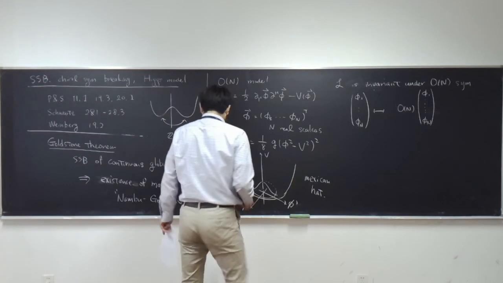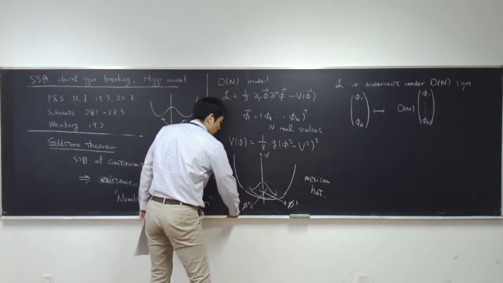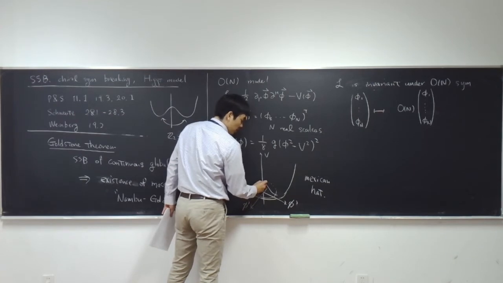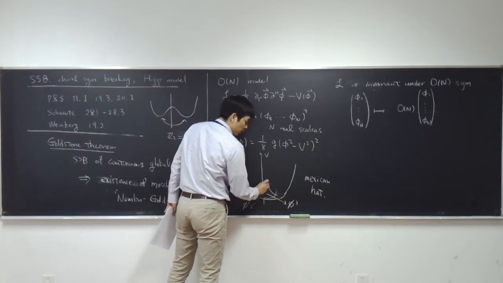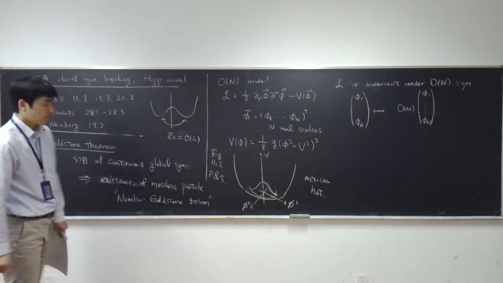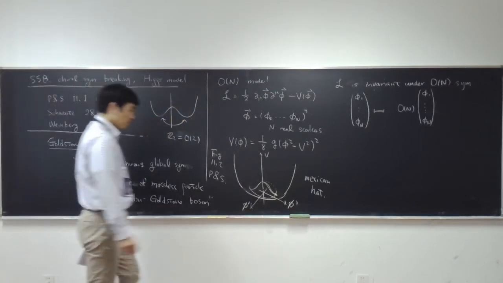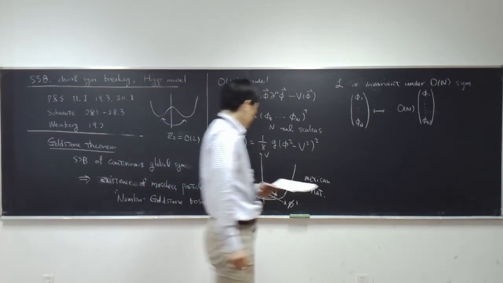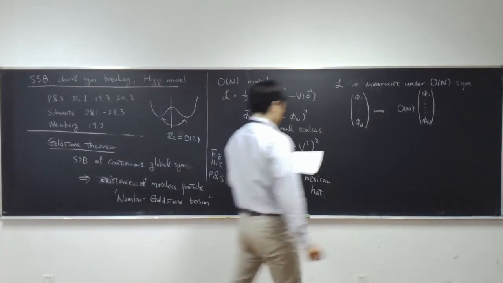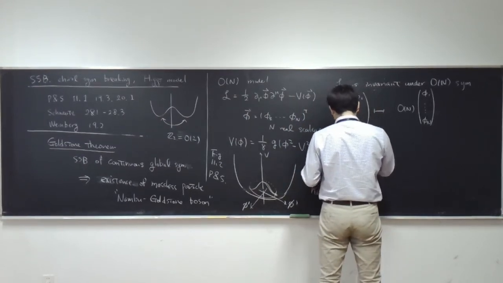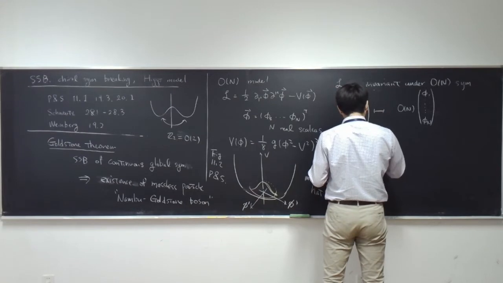So, as in the Z2 model, once you start from the origin, of course, it's an unstable critical point, but then you move to one of the minima of the potential. So, for instance, one can take the following vacuum expectation value of phi: phi 0 is equal to 0, dot dot dot.